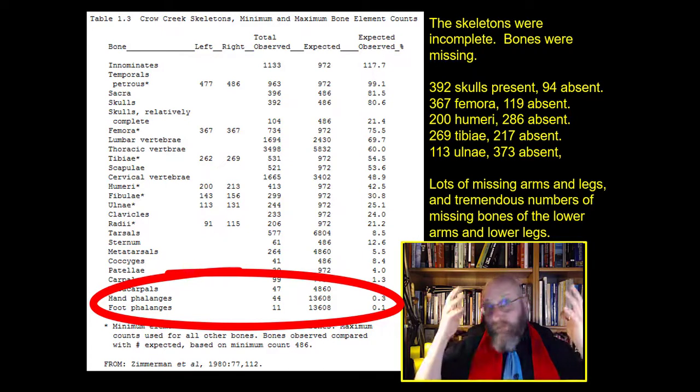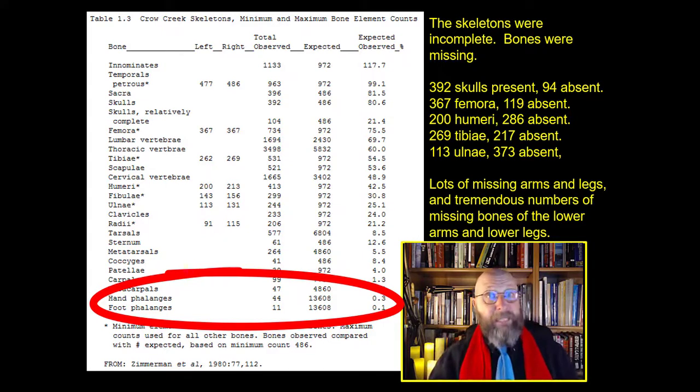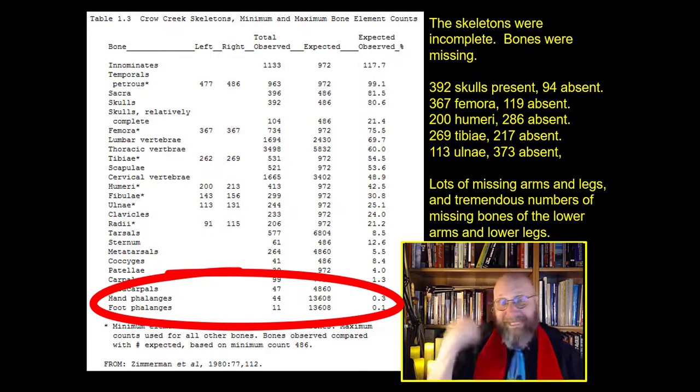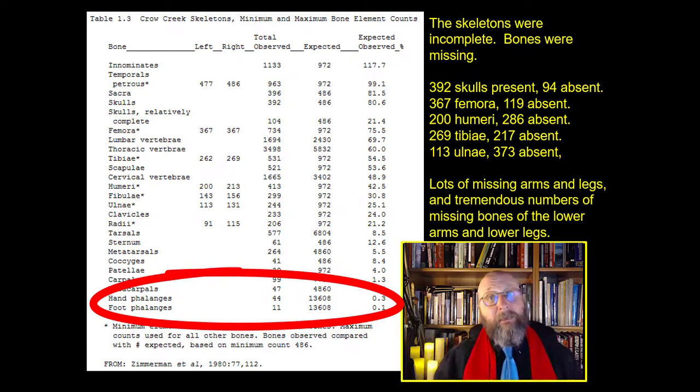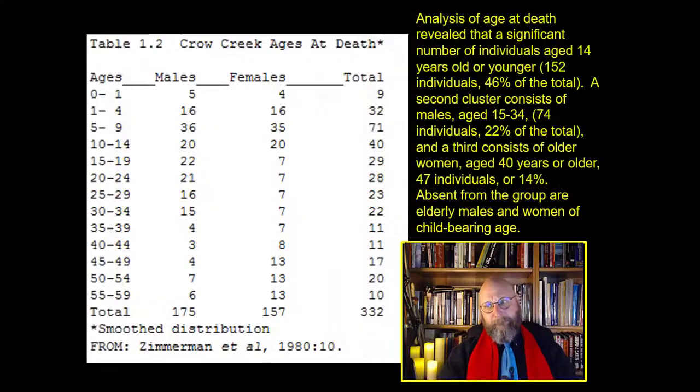There should be over 13,000 foot phalanges present in this mass grave. There's 486 individuals and they all have toes. So there should be over 13,000 toes. There weren't. 11 foot phalanges were recovered from the mass grave. Large numbers of missing bones. Missing heads, missing arms, missing legs, missing hands, missing feet.